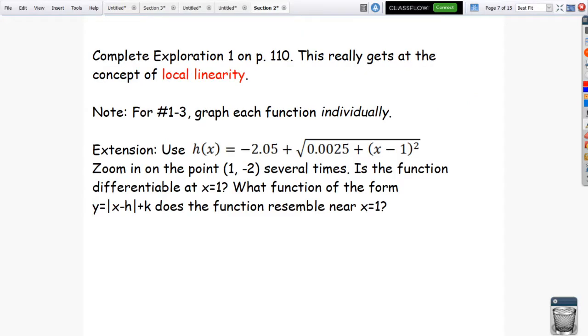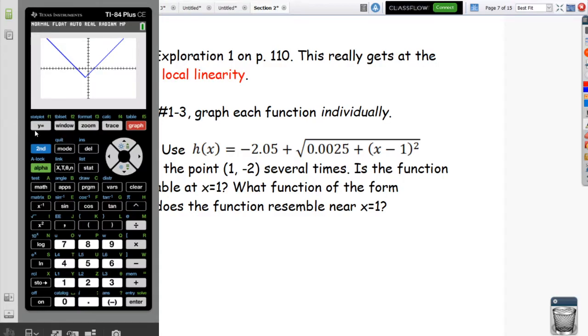this activity right here, exploration 1 on page 110, gets at a concept called local linearity. So pause the video, go to page 110, complete this exploration. It has you graph two functions and look at how one is actually differentiable and the other one is not differentiable. So pause it. If you want to do this extension, feel free to do that, and then unpause and come back to me, because really what you should have just done when I said go do it was to load F and G into your graphing calculator.